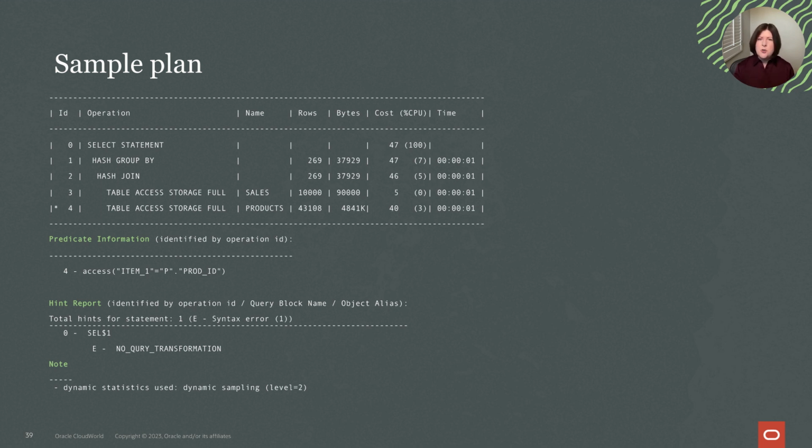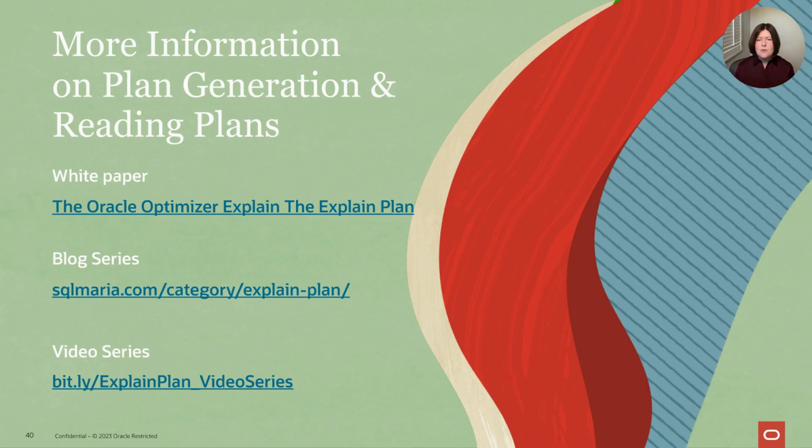The final section is the note section underneath the plan. It's going to tell us things like dynamic sampling was used because maybe I'm missing or have inaccurate stats for this particular SQL statement. It'll tell me whether this is an adaptive plan, a plan that may change while the SQL statement is actually executing. It'll tell me if some kind of SQL plan baseline or a profile was used for that particular SQL statement. It'll also tell me whether parallel execution was used and what parallel degree was used for the SQL statement. So a lot of useful information there in the notes section to help you understand exactly how this plan came about and what kind of plan it really is.